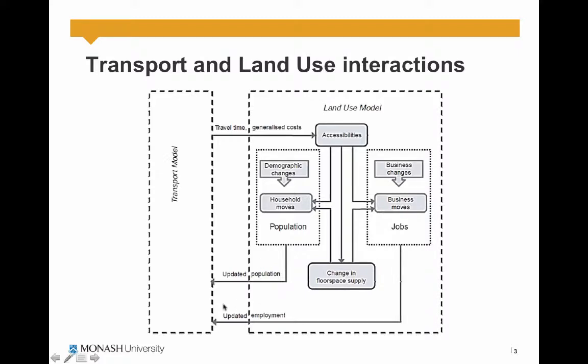That will feed back into the travel demand model, and it will change the results of the trip generation and trip distribution, for example. So you run the travel demand model again, you get new travel times, you feed them back again to the land use model, and you continue this iterative process until you reach convergence.